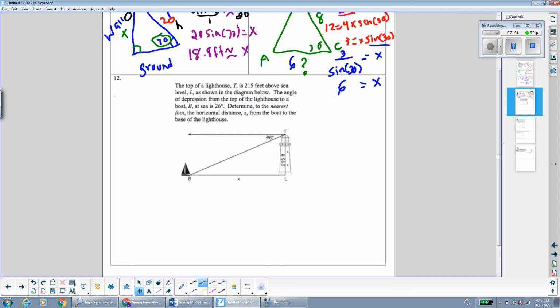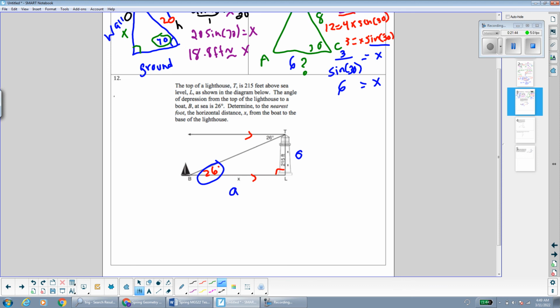So we know that the angle of depression and the angle of elevation are congruent because they are alternate interior angles. Remember, we have that backward Z or that forward-facing Z. So alternate interior angles are in the corner of the letter Z. So we do have congruent alternate interior angles. So now we can focus on the 26-degree angle. And we know that the 215 is opposite, and x is the adjacent side.